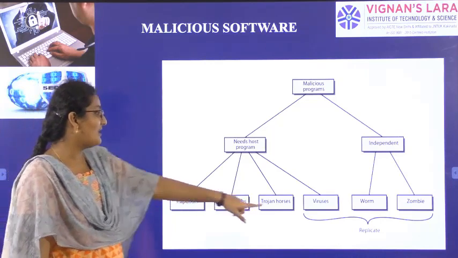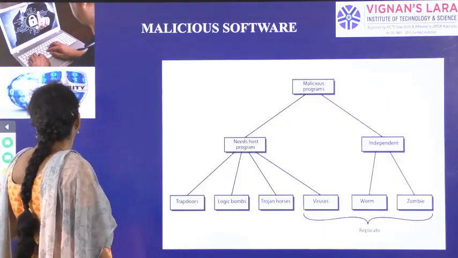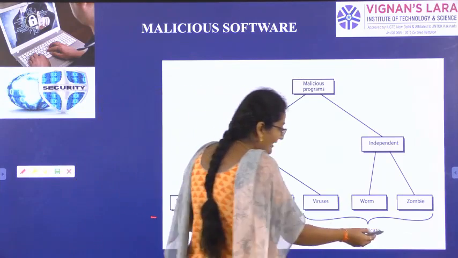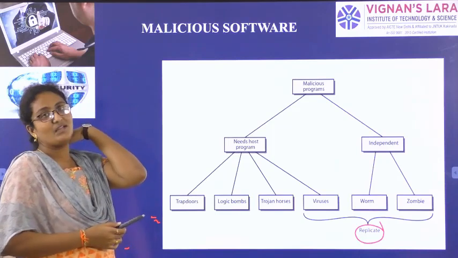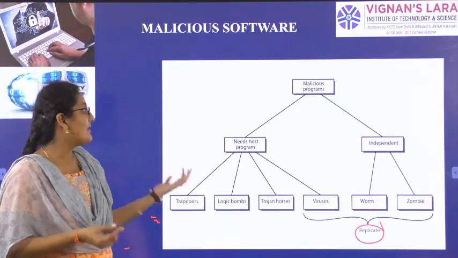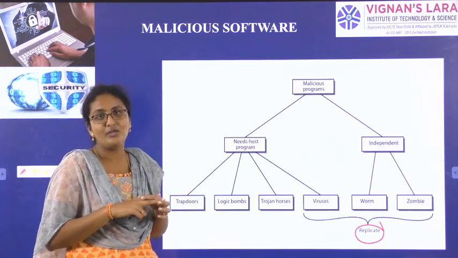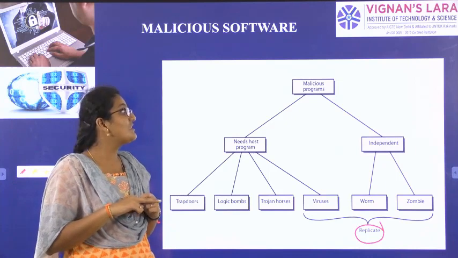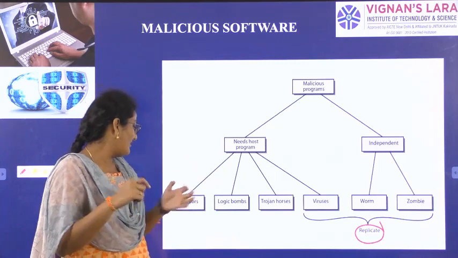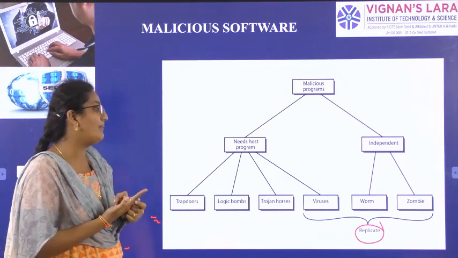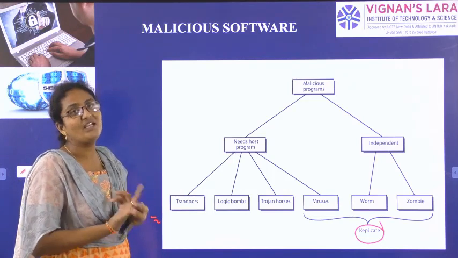Now, worms and viruses are much more important, and there is one more point here: replication. Replication is nothing but multiplying. So viruses, worms and zombies will replicate, will multiply themselves. A malicious program is a software that is inserted into your computer to cause harm. Malicious software can be of two types, dependent and independent. Viruses come under the dependent category, while worms and zombies come under the independent category.